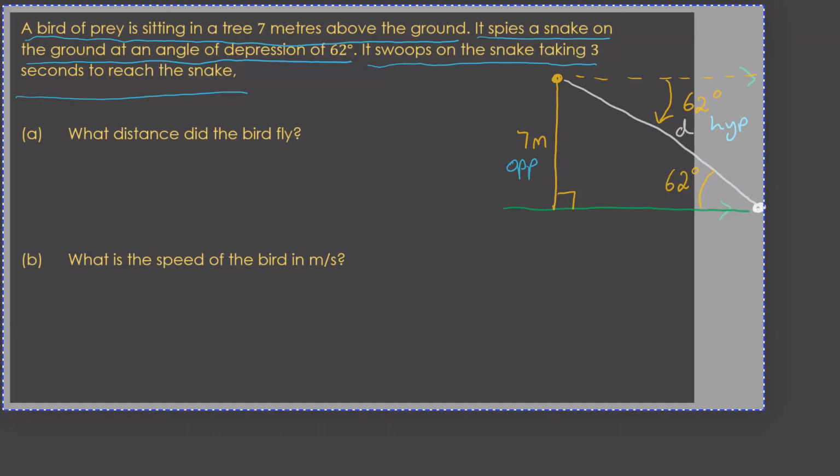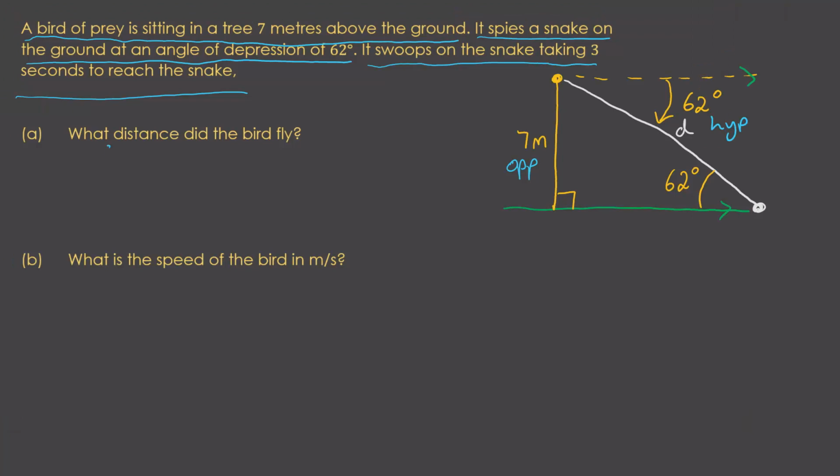So if we use CAH TOA, opposite and hypotenuse means we're going to use the sine. The sine of 62 degrees is equal to 7 divided by d. We've seen this situation before and know that that means that d is equal to 7 divided by sine 62 degrees.